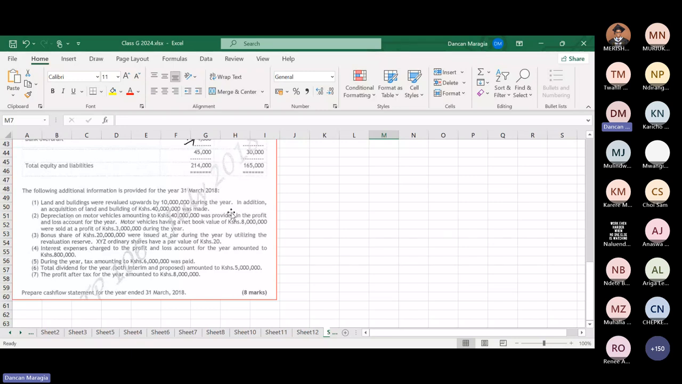Bonus shares of 20 million were issued at par during the year by utilizing the revaluation reserve.